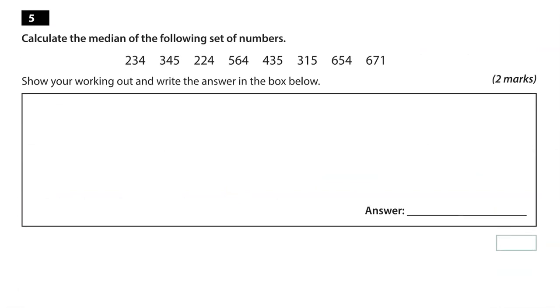Calculate the median of the following set of numbers: 234, 245, 224, 564, 435, 315, 654, 671. Show your working out and write the answer in the box below. So the median is about putting the numbers in order and finding the middle number. So let's start with the smallest. So we've got some of them in the 200s.